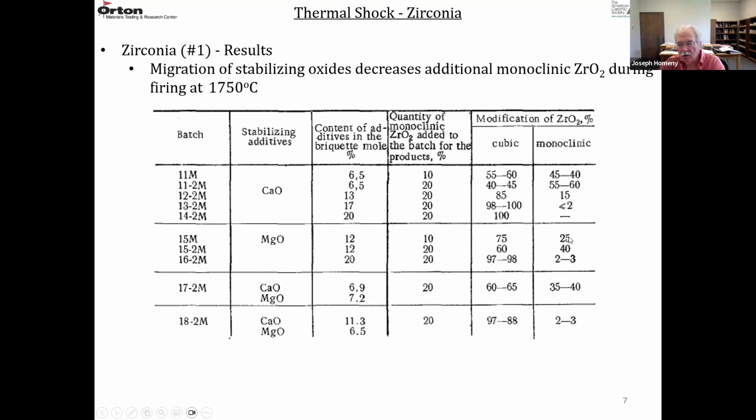The MgO materials at 25, 40, and the highest level of the MgO stabilizer only had 2 to 3% monoclinic. And then the lime magnesia combination was 6.9 and 7.2%. Still had 35 to 40% monoclinic, but the material with both lime and magnesia with the higher stabilizing content only had 2 to 3. So there's quite a bit more monoclinic zirconia in this group of modified materials.